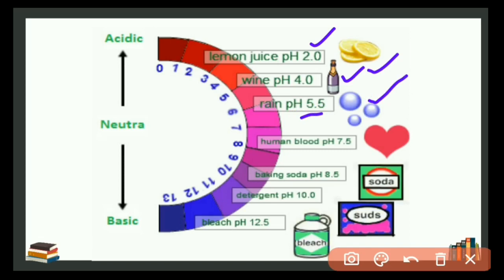Our blood pH value is 7.5, which means basic nature. Baking soda pH value is 8.5. Then soda detergent has a pH value of 10.0. Then bleach has a pH value of 12.5. Bleach is used as a disinfectant and also in cleaning water. So using a pH meter we can easily determine the pH value of different substances, whether acidic, basic or neutral.